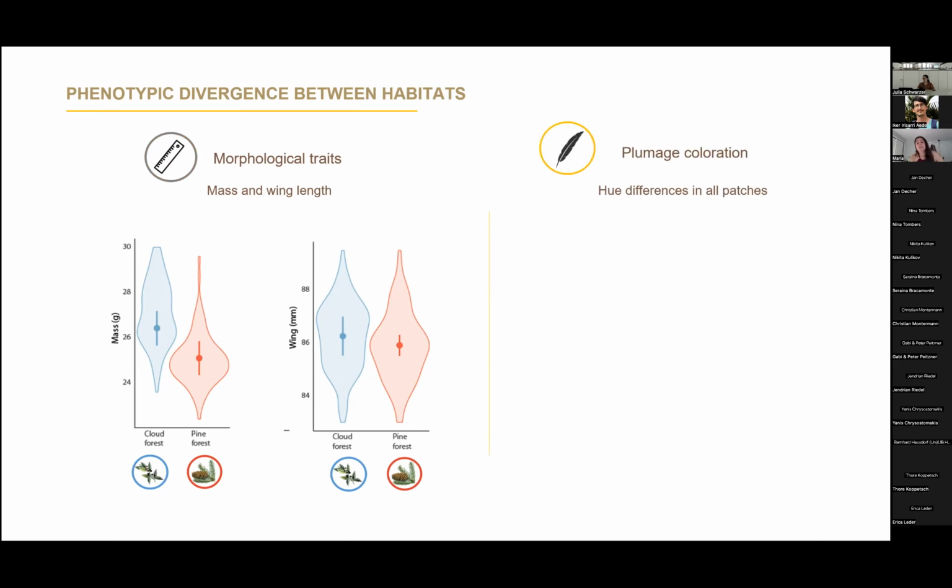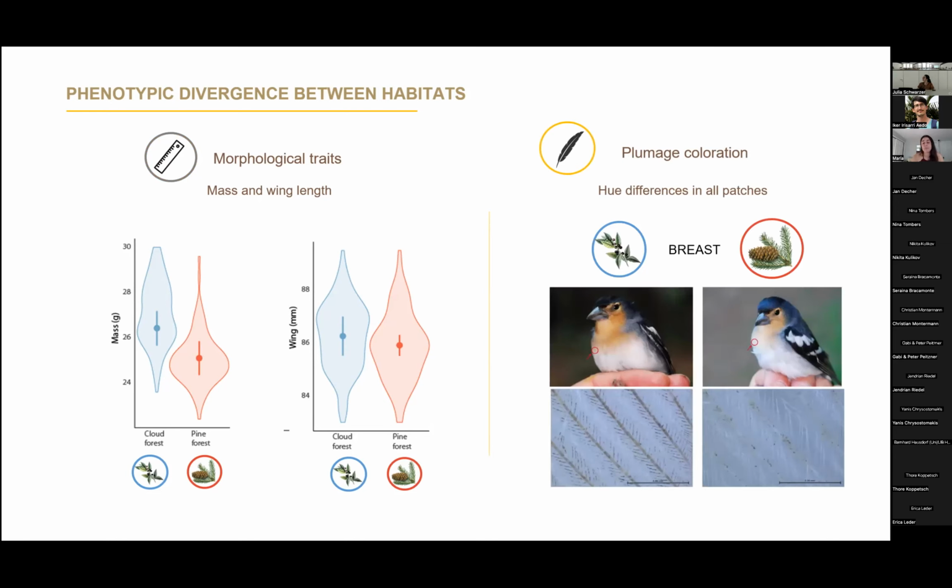Then regarding plumage coloration, we also detected differences in several of the patches that we analyzed. Specifically in the breast, all the color variables that we analyzed were significantly different. Here you can see in these pictures that the individuals from the cloud forest show a darker orange plumage coloration in the breast. That is also consistent with Gloger's rule, which states that individuals from more humid habitats tend to be darker.